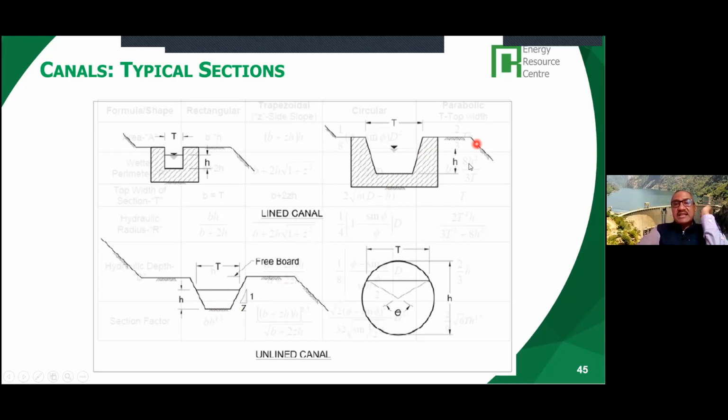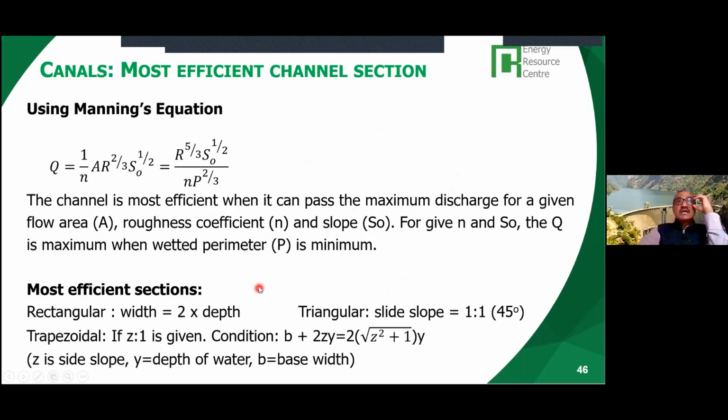And of course, the cost of the lined canals will be more than the unlined canals. But in lined canals, the cross section will be smaller because the acceptable velocity can be higher than in the unlined canals. So this is basically the typical sections.